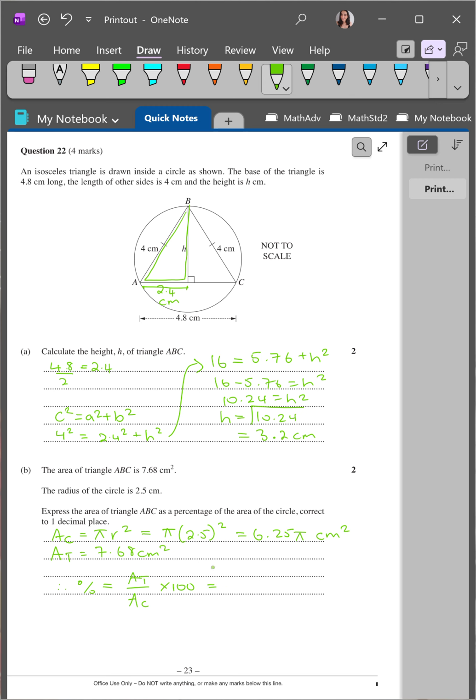So let's substitute our values. Area of the triangle, 7.68 over the area of the circle, which is 6.25 pi. Remember, pi is 3.14 something, so this is kind of being multiplied by 3. So even though it says 6.25, don't get tripped up. It's a much bigger number, around 18 or 19. If we put this into our calculator, we have to multiply by 100 still. If we put that into our calculator and round to one decimal place, it's going to be 39.1% to one decimal place.